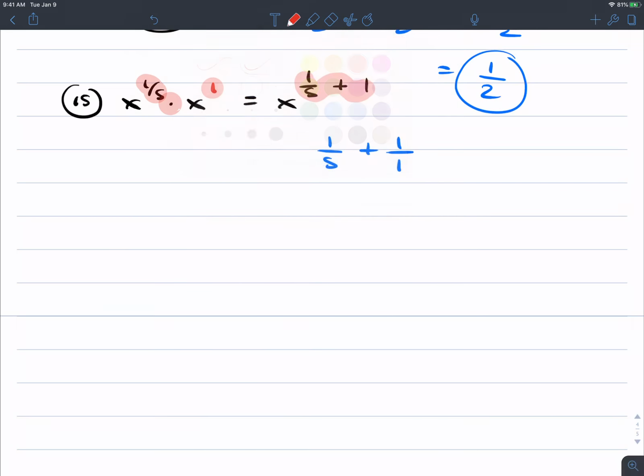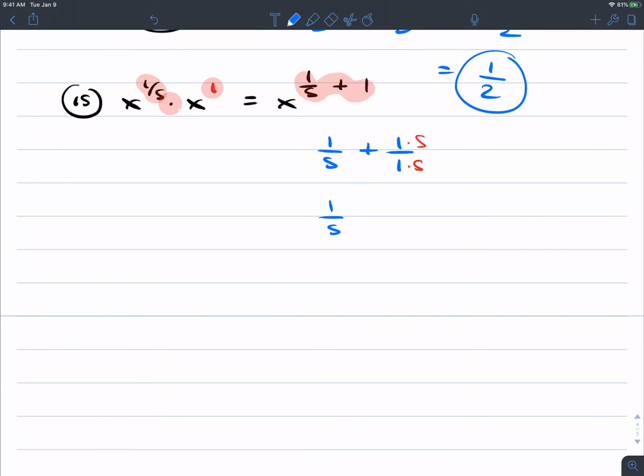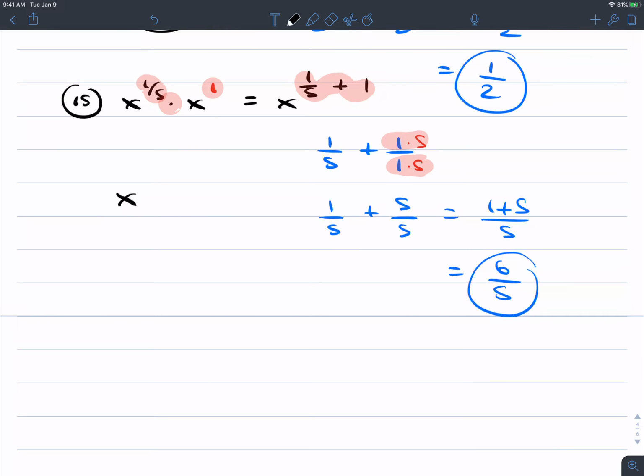So we need to multiply the bottom by 5 and the top by 5. 1/5 plus, remember you have to what? Multiply straight across, 5 over 5, which is? 6 over 5. 1 plus 5 over 5, you're right, 6 over 5. Now that is a what? Improper fraction. So in some sense, x to the 6/5 is your answer because you wrote this with a positive power.